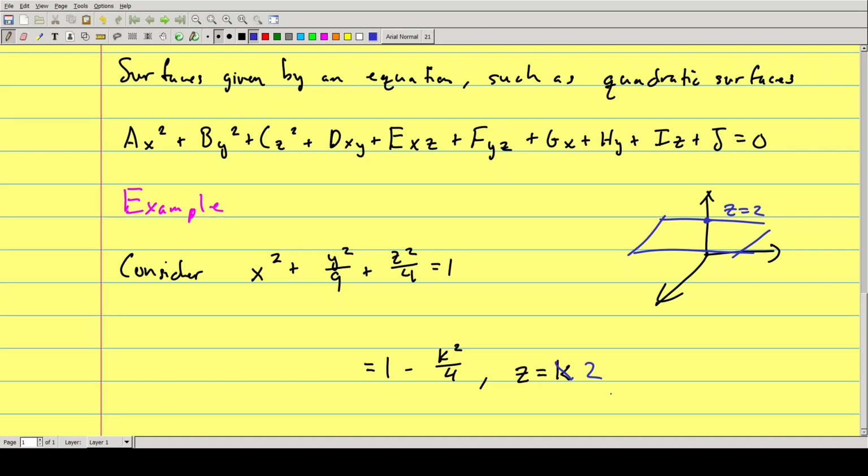Okay, and then I start picking different values for z. And if I pick enough different values for z, what I can do is build up a set of sketches that will allow me to figure out potentially what this thing looks like. Okay? So I'm more or less taking cross sections of the surface at different heights. And if I have enough cross sections, then I can infer what the surface looks like.